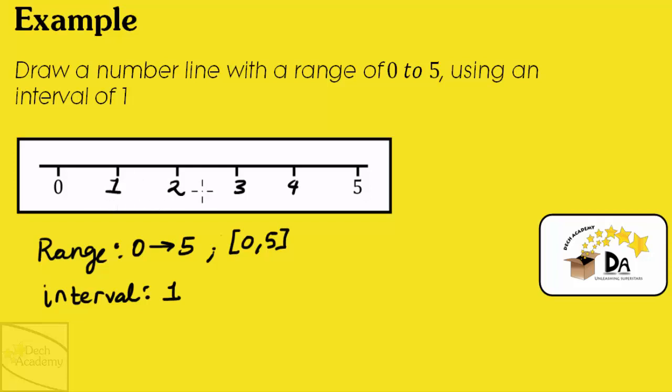I get the interval. Same thing here. I take any two consecutive numbers like 2 and 3. I take the smaller one from the larger one, which is 3 minus 2. I get 1. I get the interval. So that's an easier way to calculate intervals.